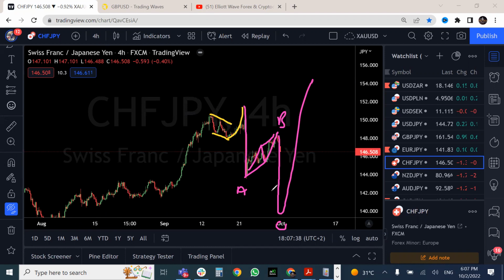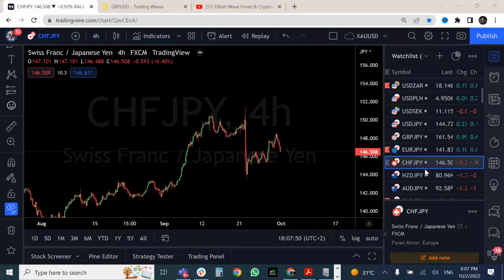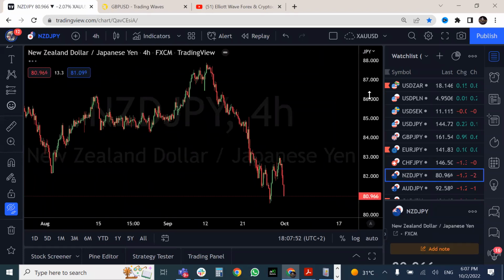So likely that in the coming week, Chief yen pulls back in this fashion, and then we get one more move to the upside. If this does not give you a bounce here, there's a possibility that this is also in for a couple of hundreds of pips to the downside as well.